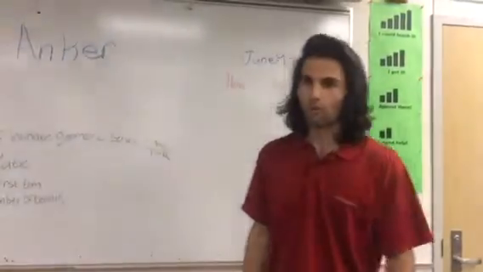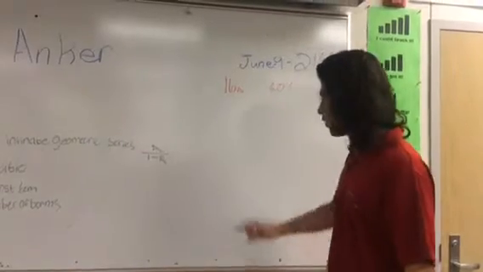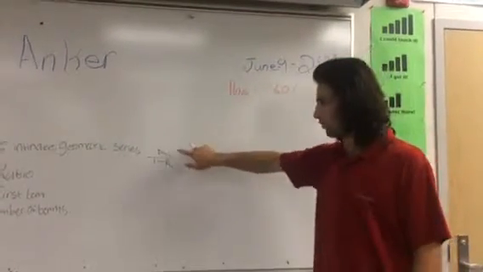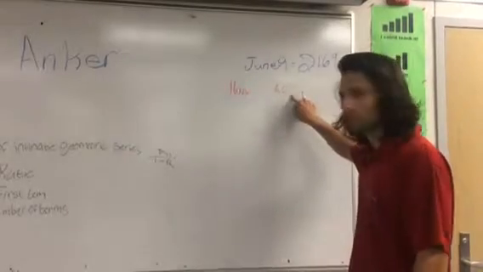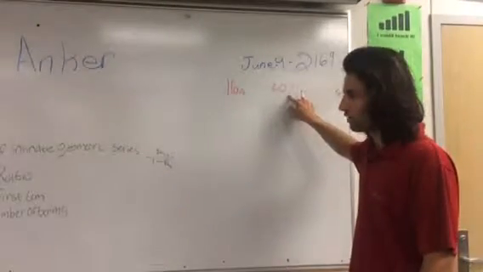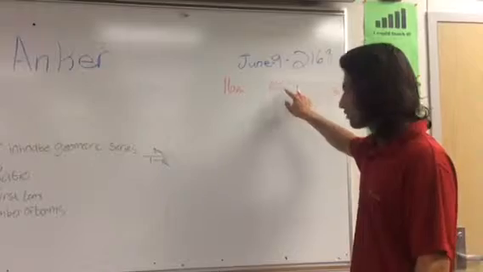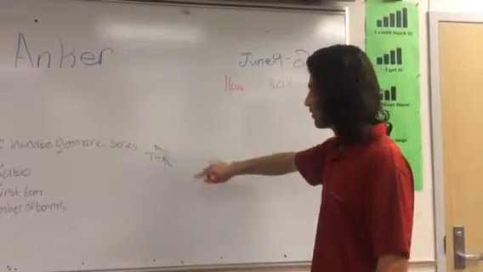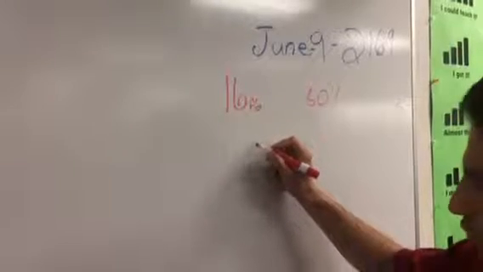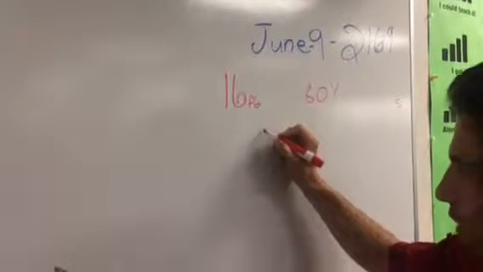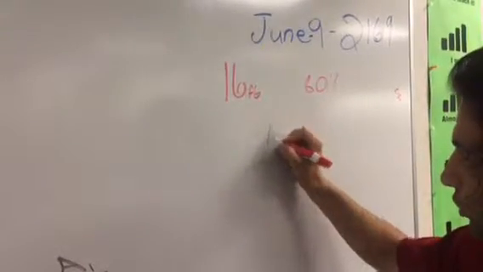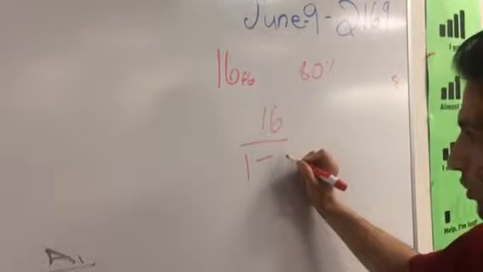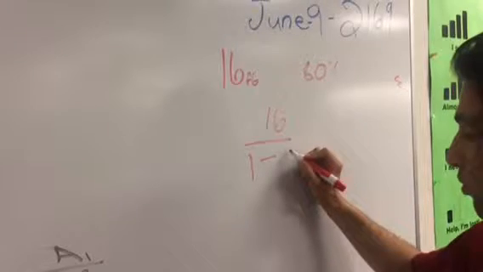Alright, so let's go over the problem. So, your ball is going to start out at 16 feet. So that's going to be your A1 value. And then it's going to go 80% of its original height each bounce. So that's going to be our R value. So we can plug it in to the sum of an infinite geometric series. So our formula is going to be A1, which is 16, over 1 minus R, which is 80%, which is going to be 0.8.